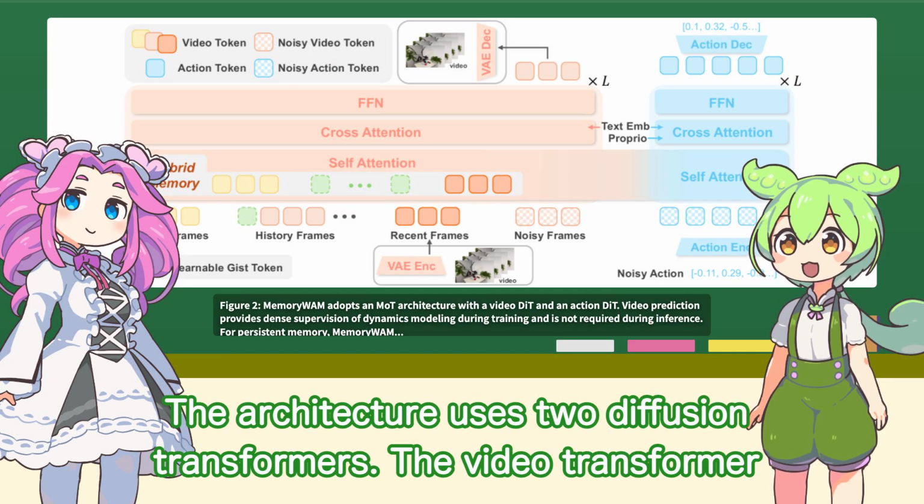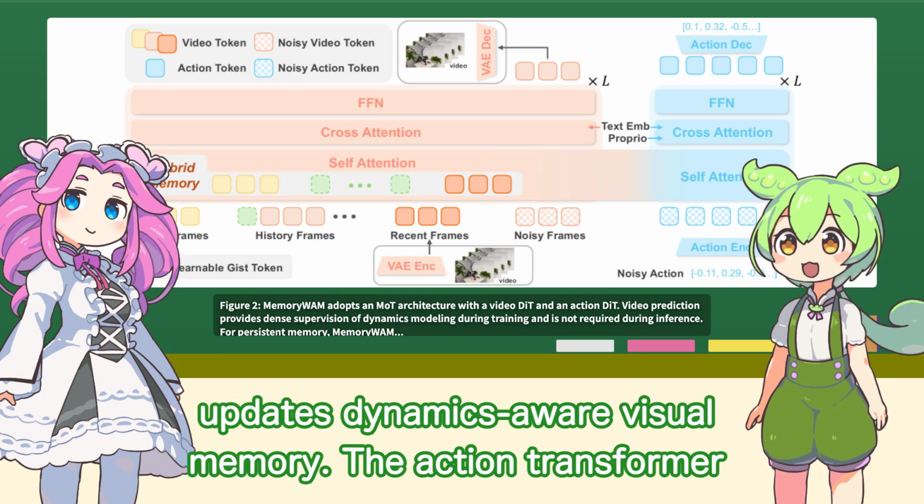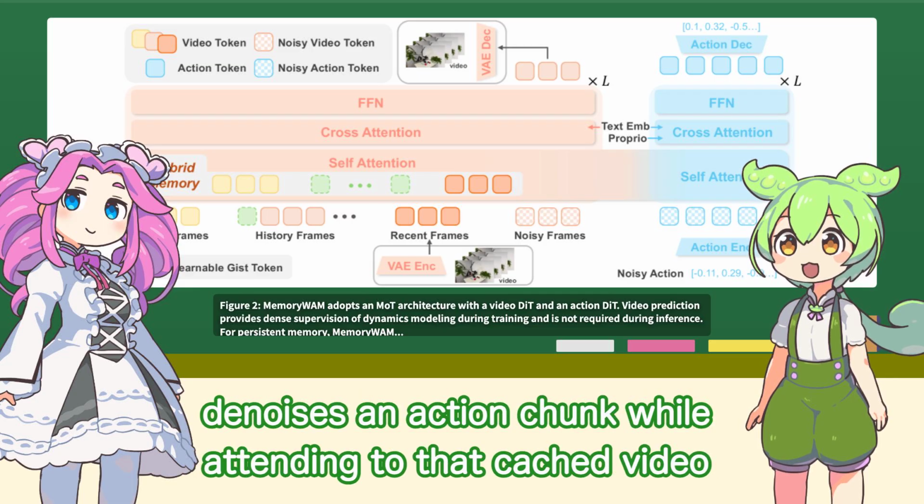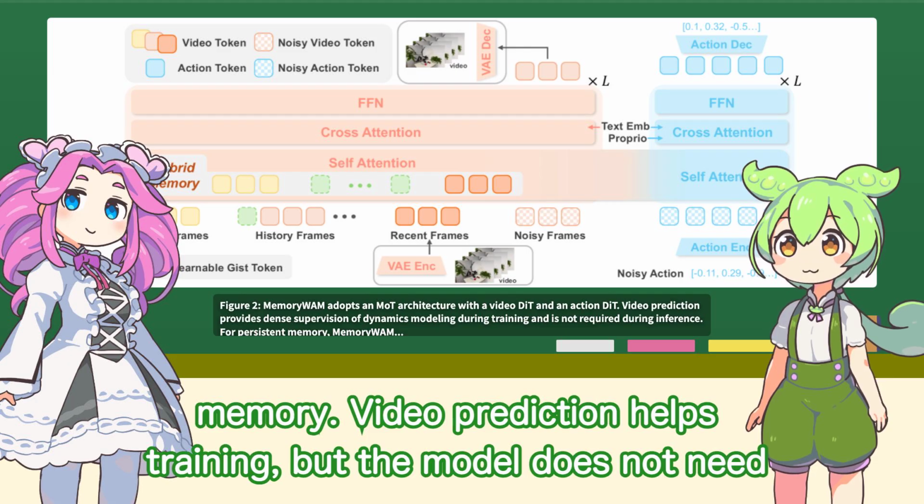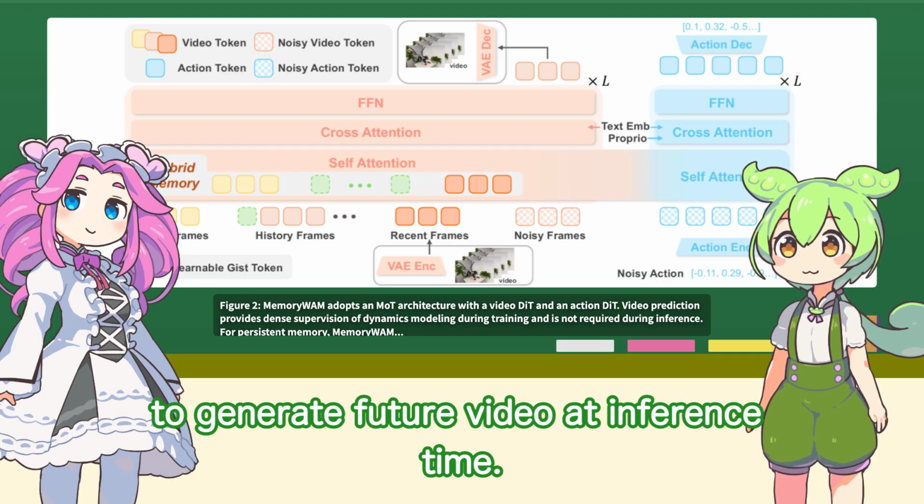The architecture uses two diffusion transformers. The video transformer updates dynamics-aware visual memory. The action transformer denoises an action chunk while attending to that cached video memory. Video prediction helps training, but the model does not need to generate future video at inference time.